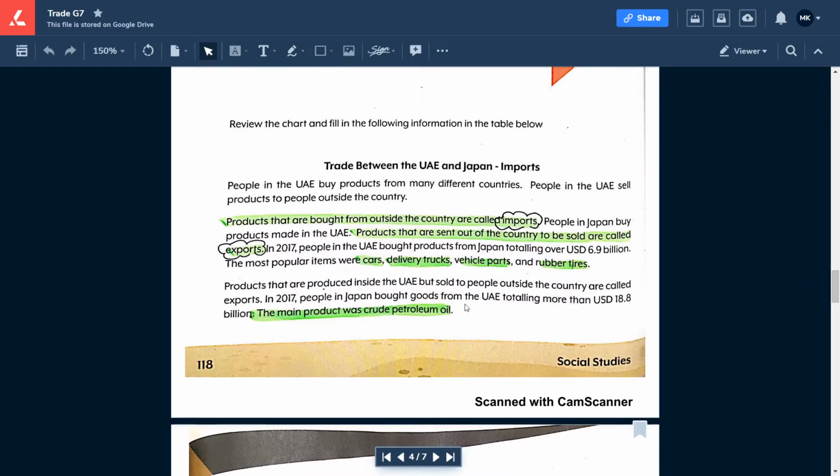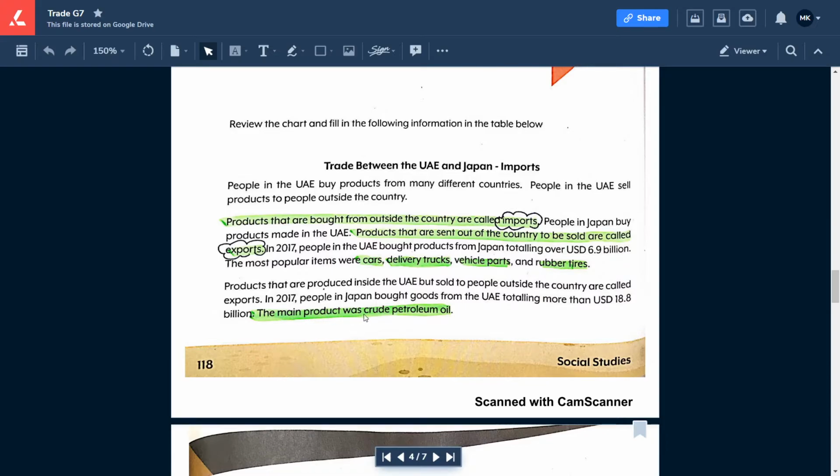Okay, let's see the things that are exported from the UAE. Products that are produced inside the UAE but sold to people outside the country are called exports. In 2017, people in Japan bought goods from the UAE totaling more than 18.8 billion US dollars. To be honest, this was a shock for me. I thought that the UAE is buying more stuff from Japan, but the reality is that Japan is buying more, or the total of what Japan is buying is more. But why? Do you know why?